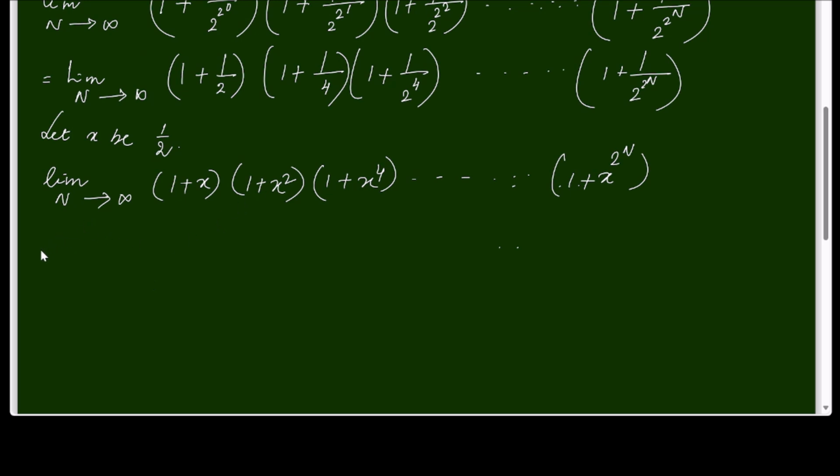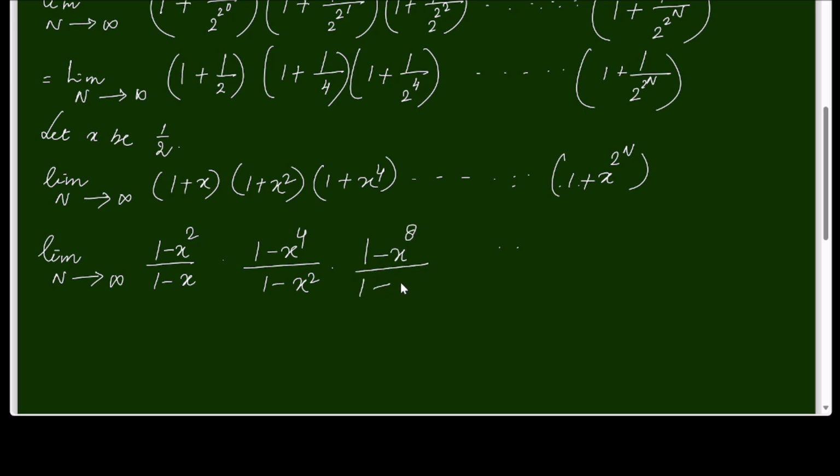So I will multiply all the terms with their conjugate to make a square. So the first term will be 1 minus x square by 1 minus x. Second will be 1 minus x power 4 by 1 minus x square. Third term will be 1 minus x to the power 8 by 1 minus x power 4, and so on. And the last one will be 1 minus x to the power 2 power n plus 1 by 1 minus x to the power 2 power n.